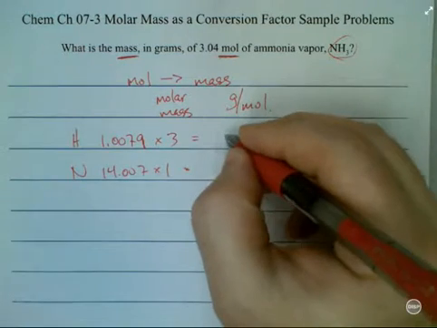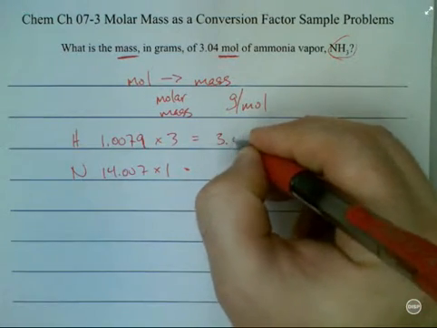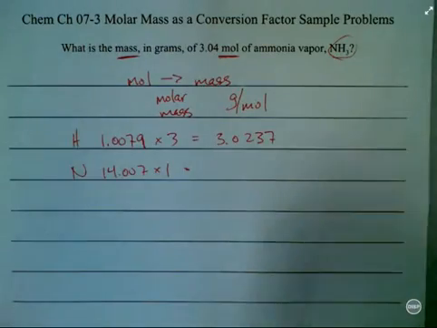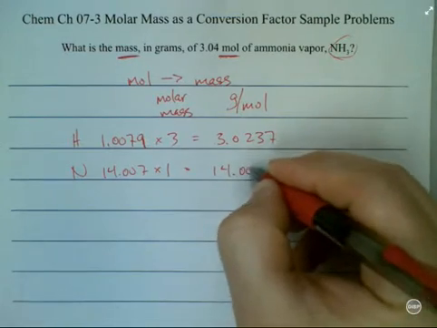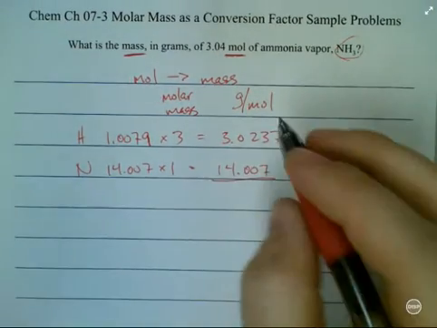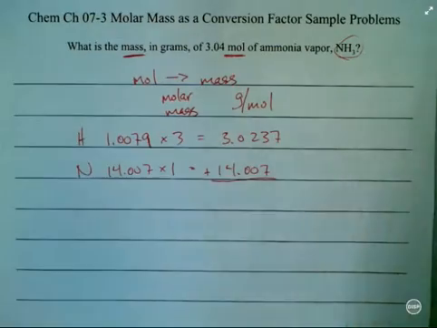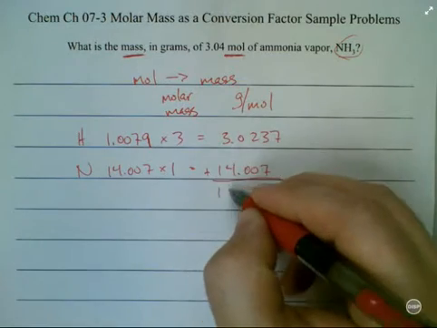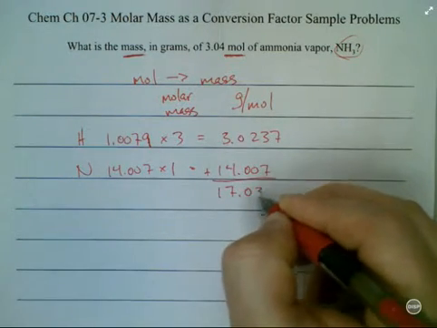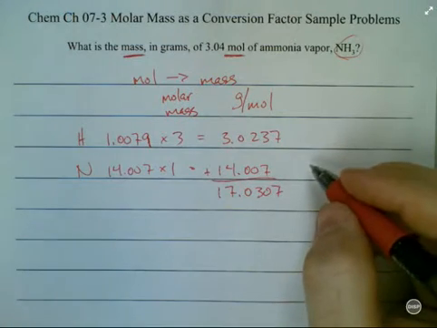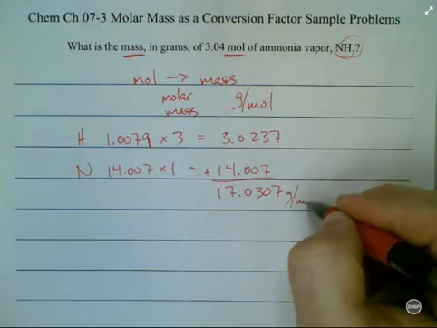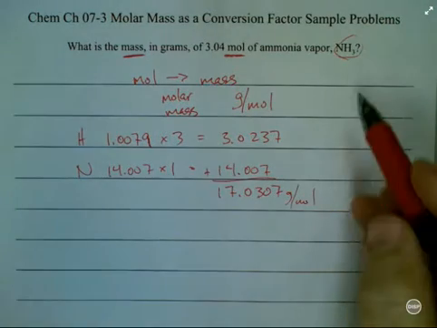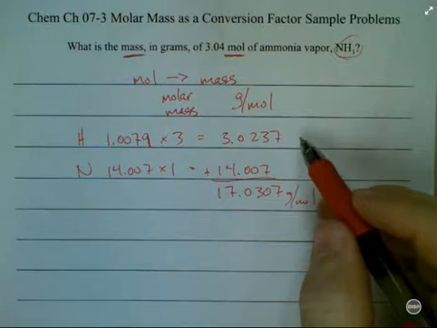Using my calculator, this is 3.0237 grams, and then for nitrogen, I come out with 14.007 grams. Let's sum those. My calculator tells me I'm looking at 17.0307 grams per mole. And this would be the molar mass of NH3 if I had not considered the appropriate number of significant figures.